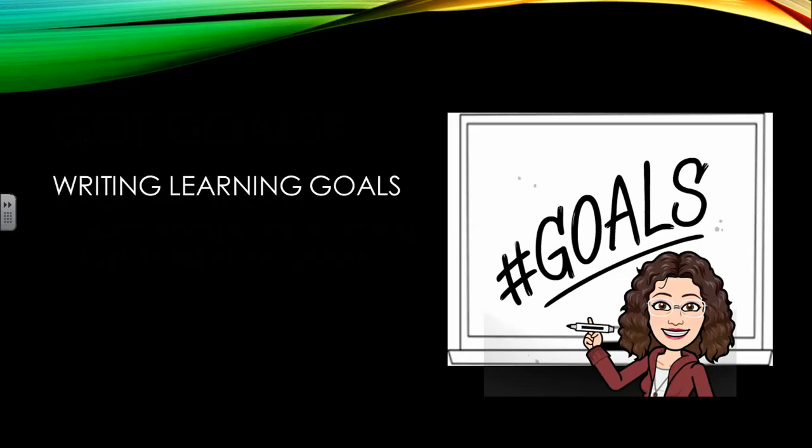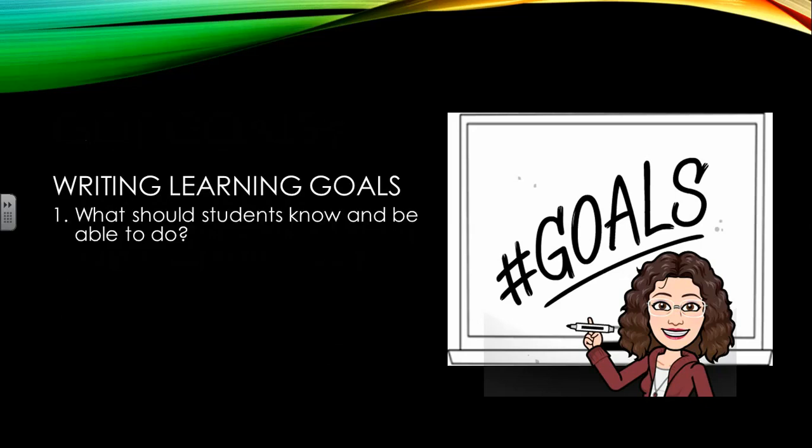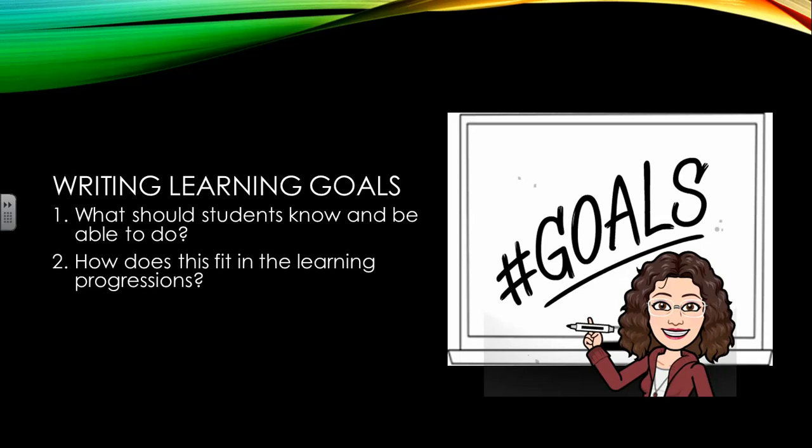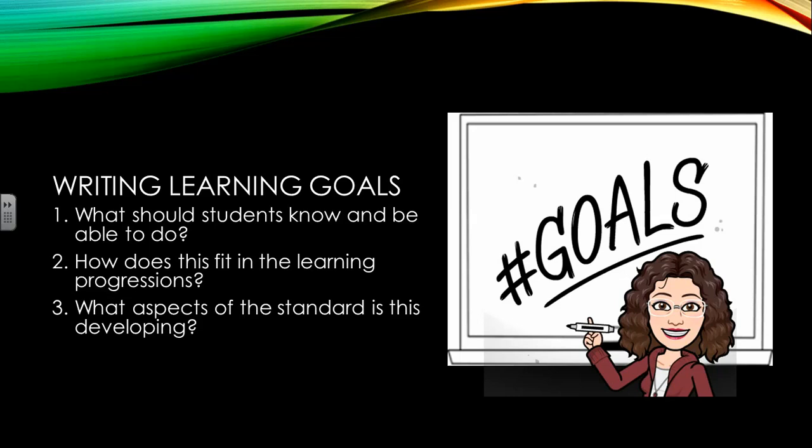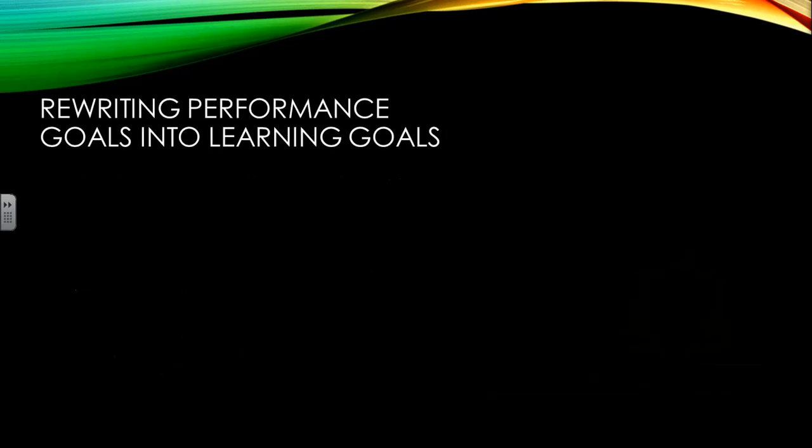So when writing learning goals, keep the following questions in mind. What should students know and be able to do? How does this fit in the learning progression? What aspects of the standard is this developing? And how will students demonstrate the learning? The goals we sometimes see in textbooks are performance goals. And even though procedural practice is important, the book may not address the conceptual aspects of the learning or the standards. In those cases, it's important for us to look at how to rewrite a performance goal as a learning goal.